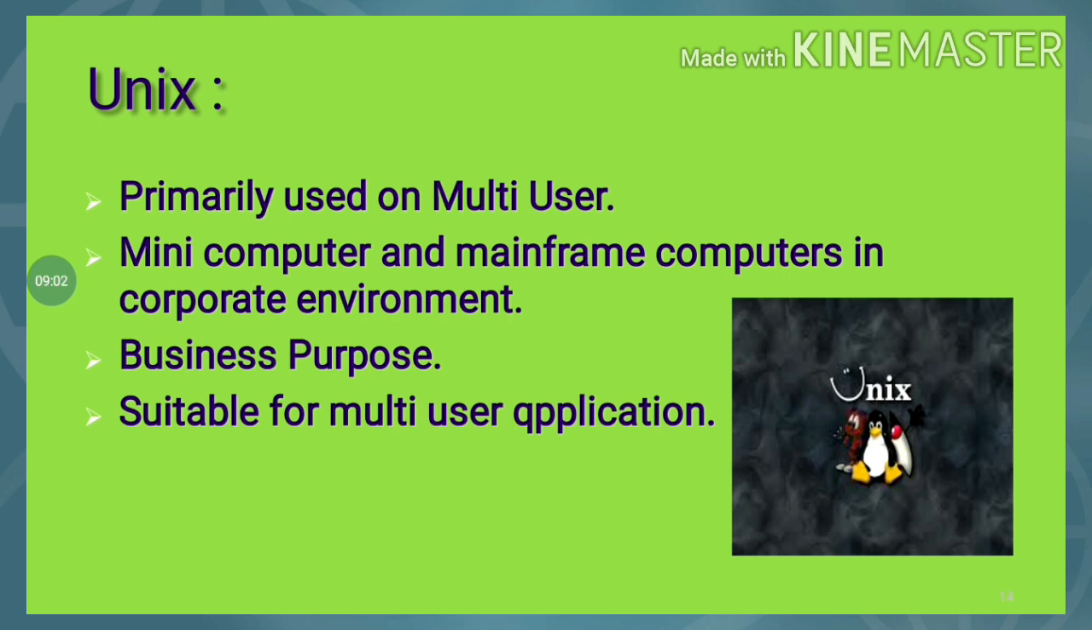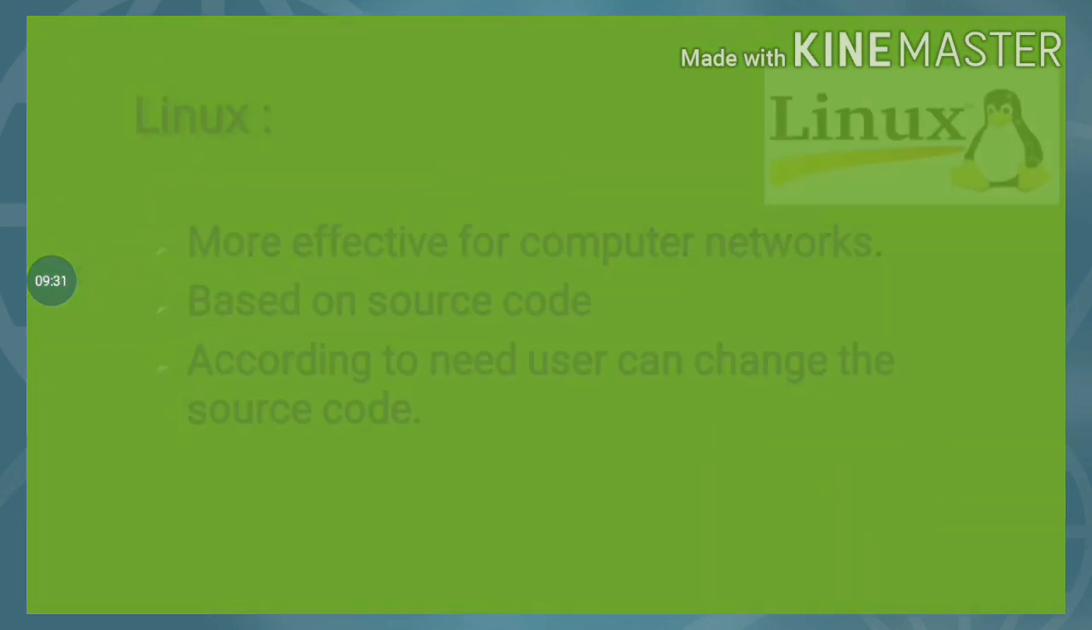Then Unix, primarily used for multi-user. So many users can use it at a time. That is a multi-user system. Unix is used on minicomputers and mainframe computers in corporate environments. It is very useful for business purposes and suitable for multi-user applications. Only one server is there, and so many clients can use it. That is very useful for a corporate environment.